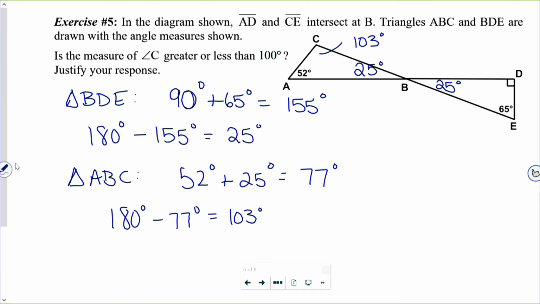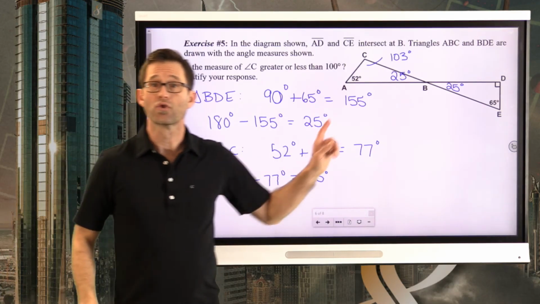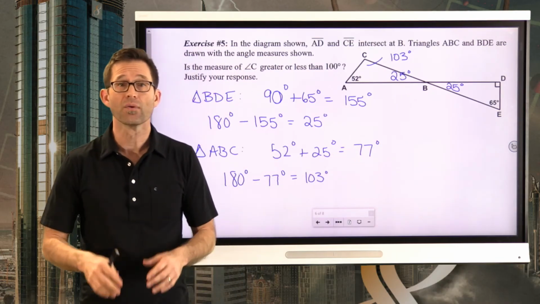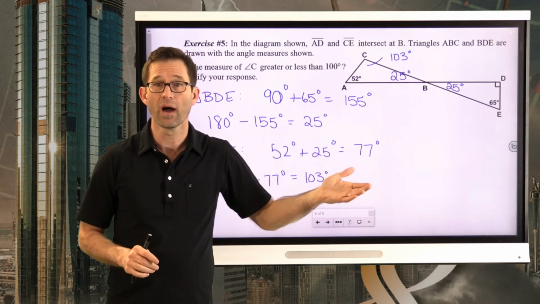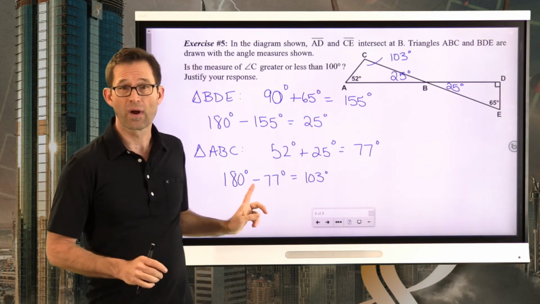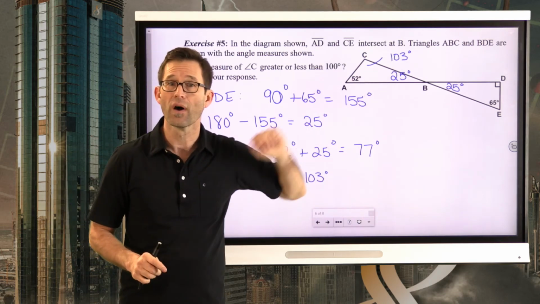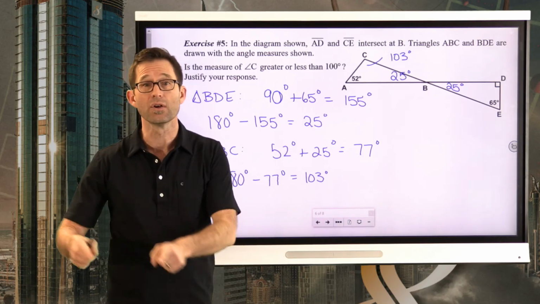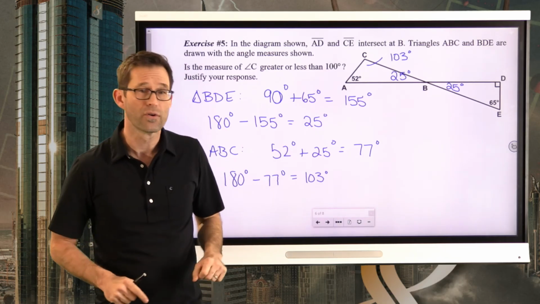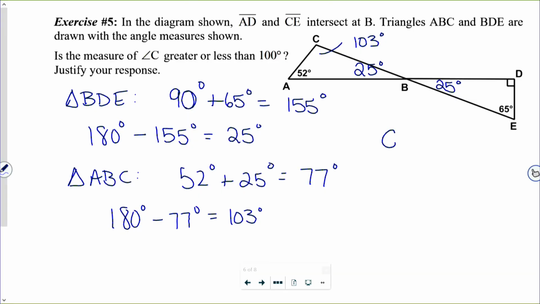It's got to be. Because we know in triangle ABC, the three angles must add up to 180. So when I add my 52 and my 25, I get my 77, subtract that from 180, and that leaves me with 103. So now I can answer the question, because the question was angle C greater than or less than 100 degrees? And we're going to say greater than 100 degrees.